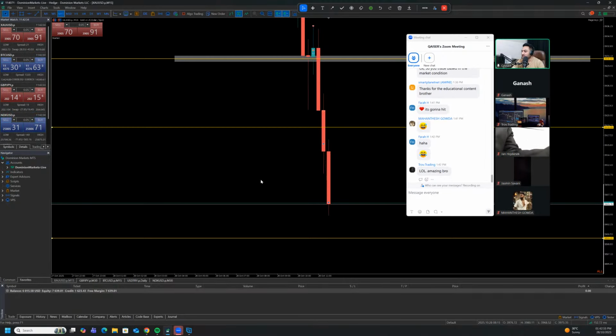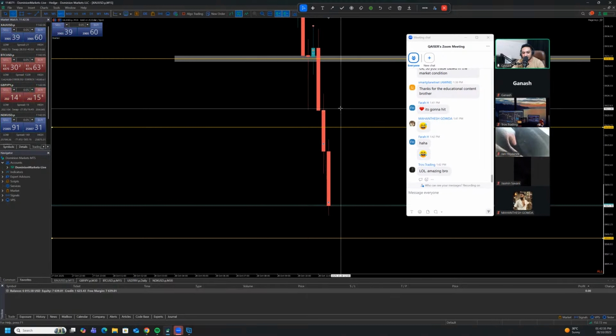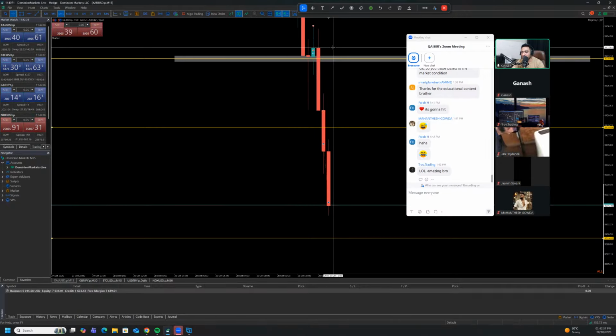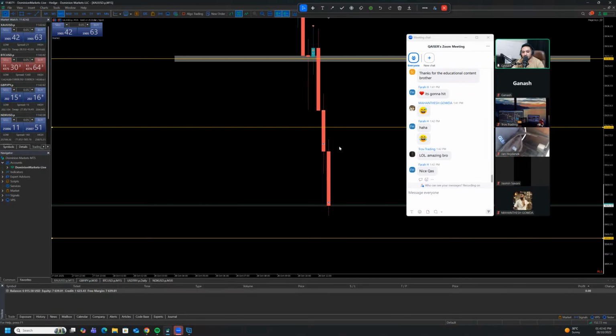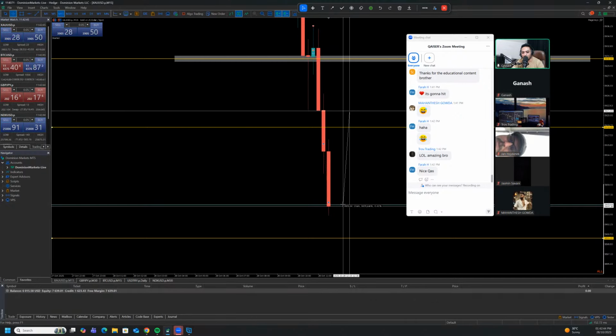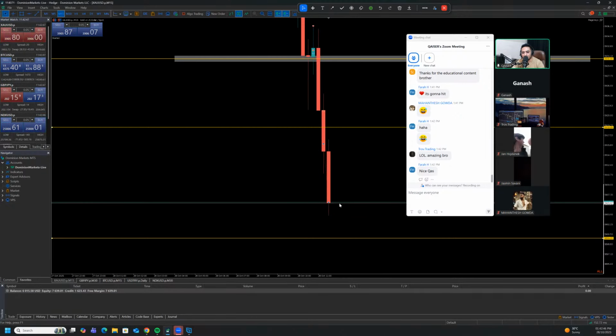So what educational content did you guys get here? We took two trades, both managed beautifully. Risky trade, secure some position, leave the rest with break even, and the rest we got more than 150 pips. See this one. So I would say if you are using 10 lots, you know what?